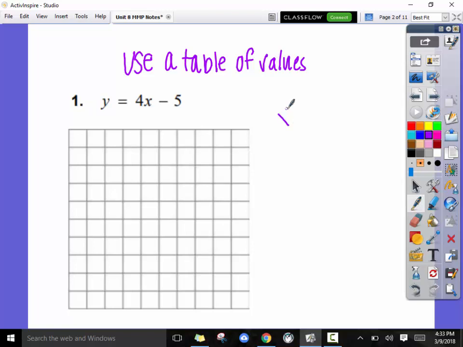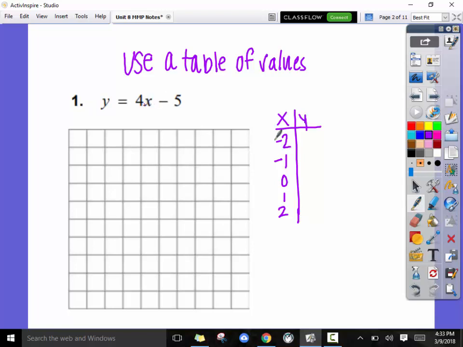Just as a reminder, you're making an x and y table, and you are choosing some values for x, substituting them into the equation, recording what you get for y, and then plotting that ordered pair. I always suggest choose 5 values, some negative, some positive: -2, -1, 0, 1, 2. You could have chosen anything, but I think those are the 5 easiest. Then just plug them in for x.